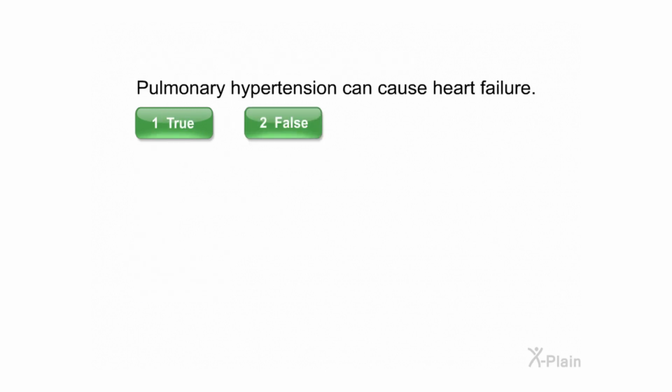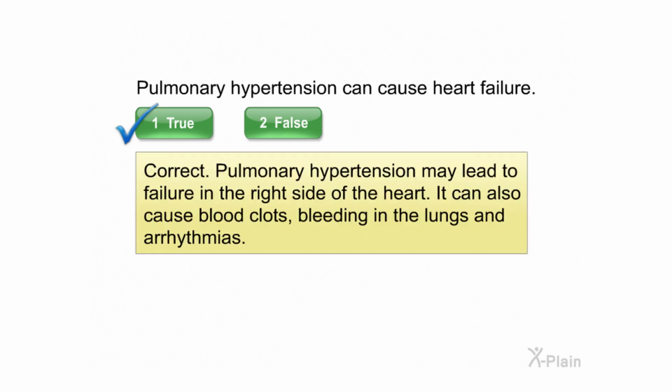Pulmonary hypertension can cause heart failure. Select true or false. Correct. Pulmonary hypertension may lead to failure in the right side of the heart. It can also cause blood clots, bleeding in the lungs, and arrhythmias.